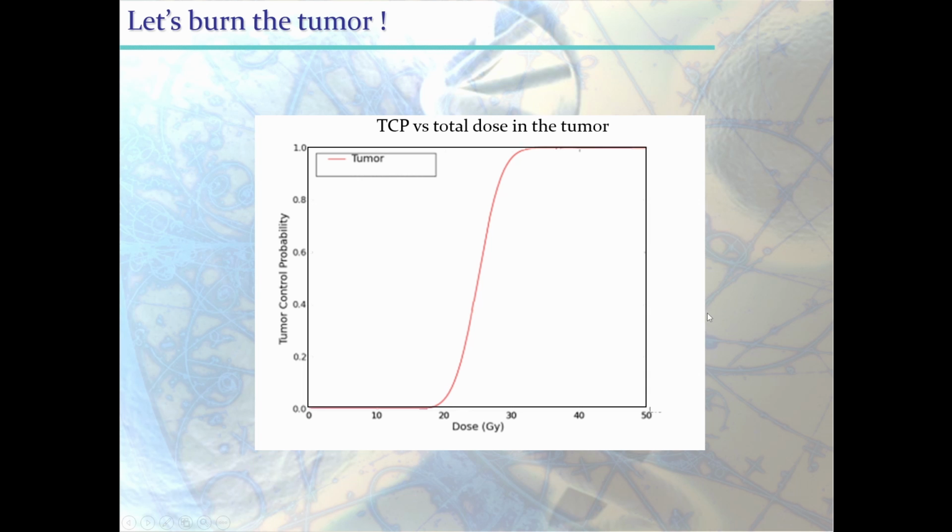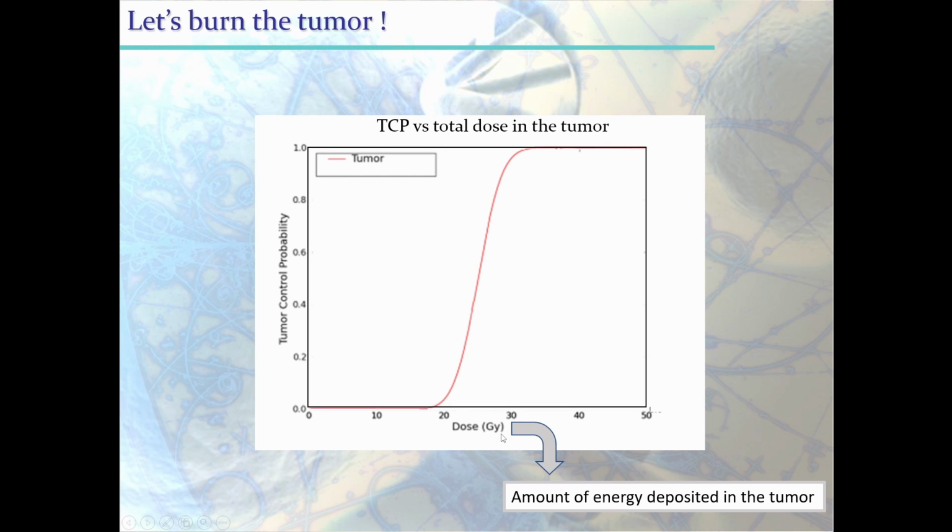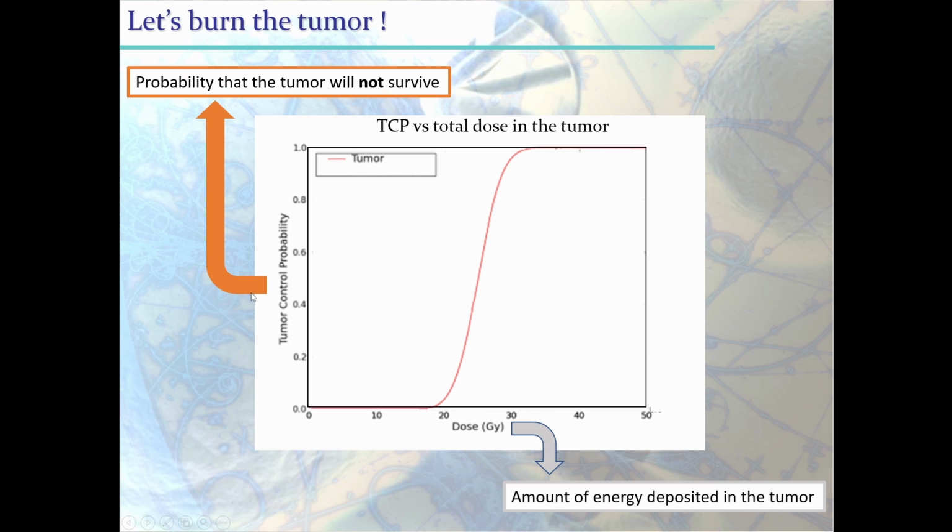So radiotherapy is about delivering dose. Dose is basically the amount of energy that will be deposited into the tumor. The unit is gray, and let's say that for this particular tumor, something like 30 to 40 grays will be big enough to kill the tumor. And you've got this sigmoid curve going from 0 to 1, and on the vertical axis you've got the tumor control probability, which is basically the probability that the tumor will be killed, that the tumor will not survive the treatment.